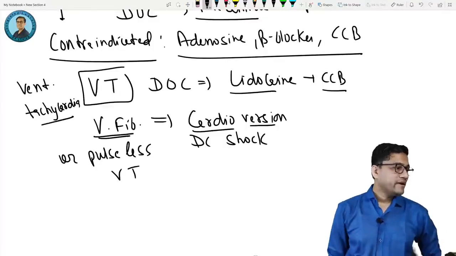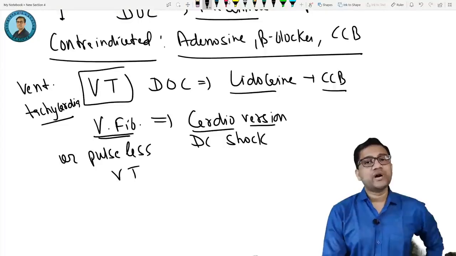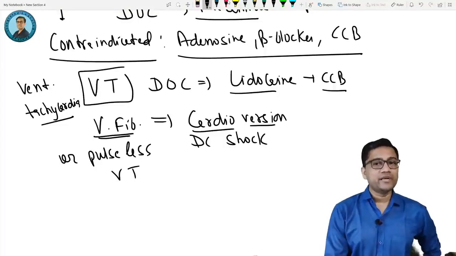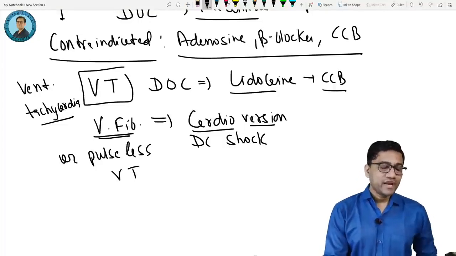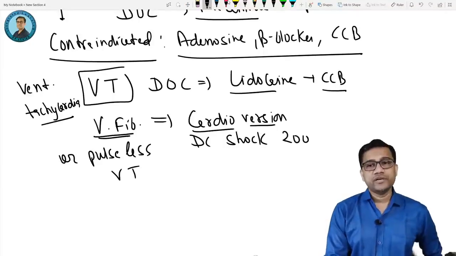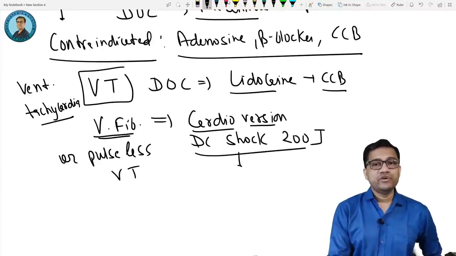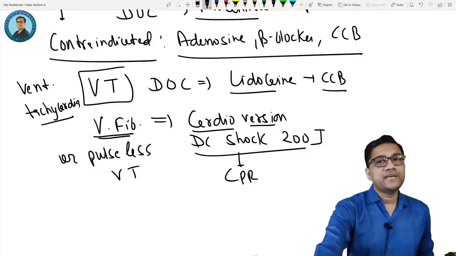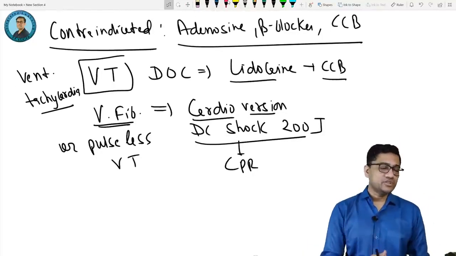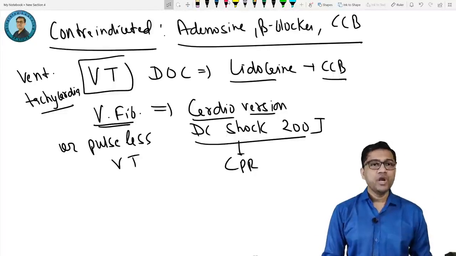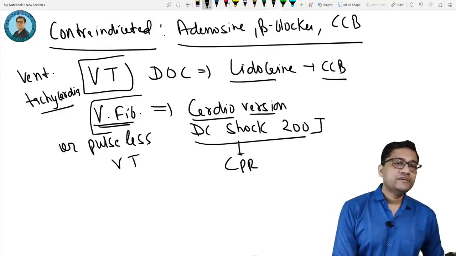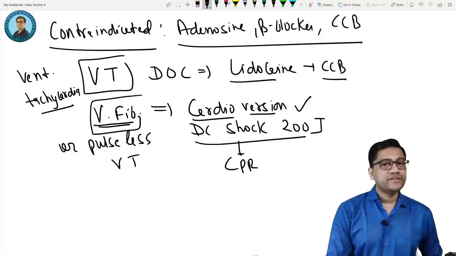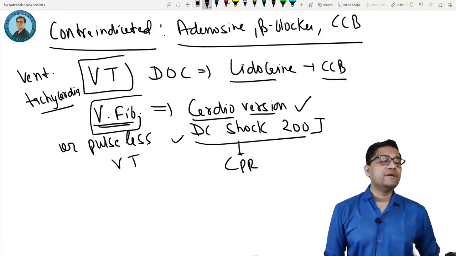Okay, fine. So in this case, we do cardioversion with DC shock immediately, with what energy? At least 200 joules, and we'll do CPR, and then we keep repeating the cycle till the beat is restored, okay, clear? So once again, for fibrillation, cardioversion with DC shock, let's call this defibrillation.